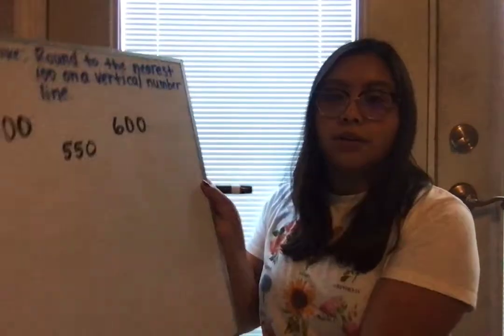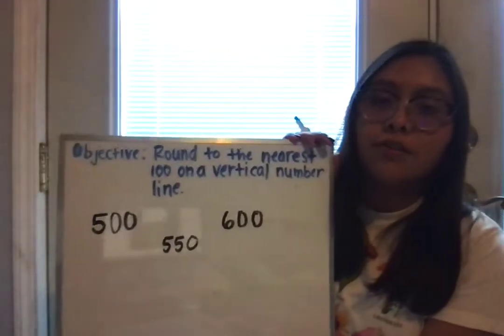So what would the halfway point be between 500 and 600? So I'll give you a second to think. So yes, the halfway point between 500 and 600 would be 550, right? And if we were drawing that on a vertical number line, could anyone tell me what the bottom tick mark would look like? What number should I start with?